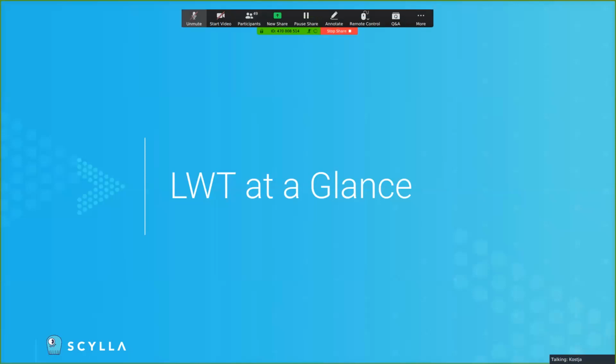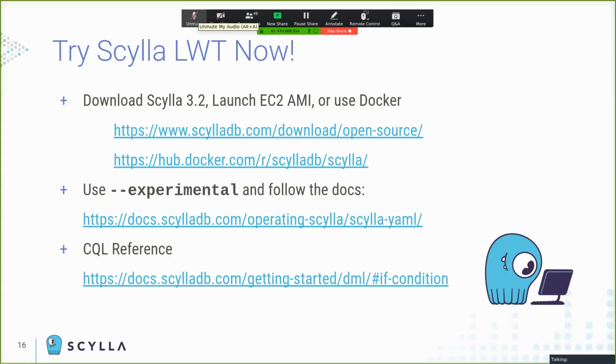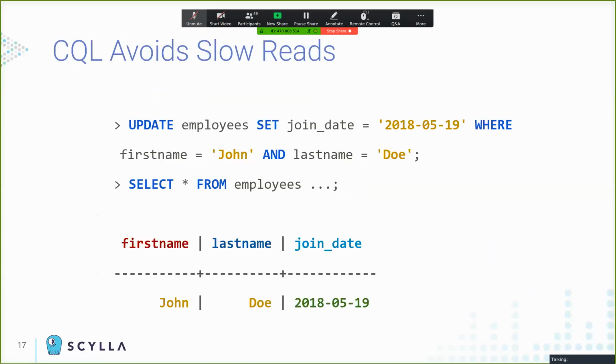Thank you. So let's begin. Could you just jump to the next slide, sir? Thank you. Before I go over lightweight transaction details, implementation, and performance, you can try it now. There is a Scylla 3.2 available as an AMI. The documentation for conditional updates is also online. Go use it, go play with it. Next slide, please.